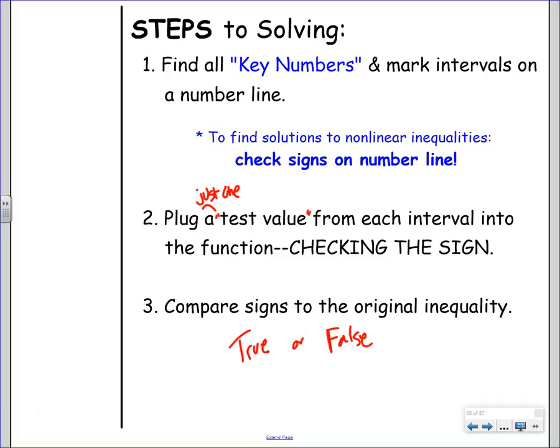So we only have to check one value for each interval. That one value will tell us whether that whole interval is true, aka part of the solution, or false, and hence not part of the solution. What are we looking for? What do we want? All the true ones. There could be more than one, or there could just be one interval.